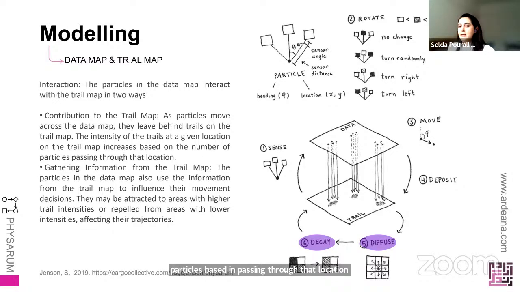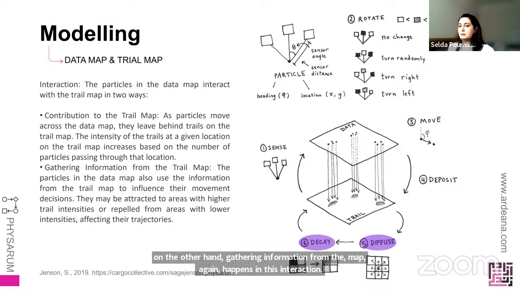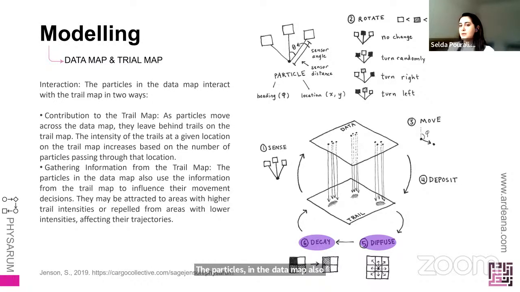And on the other hand, gathering information from the trail map also happens in this interaction. The particles in the data map also use the information from the trail map to influence their movement decisions. They may be attracted to areas with higher trail intensities or repel from areas with lower intensities, affecting their trajectories.